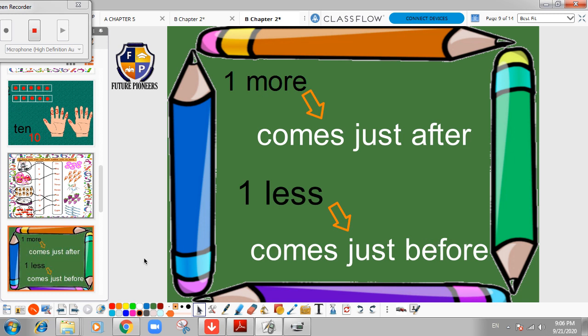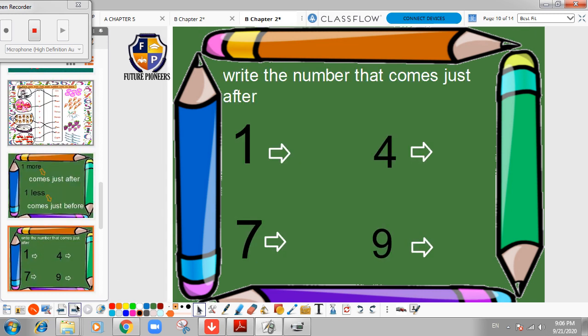To be more clear, let's see this example. Write the number that comes just after. Here I need one more, that comes just after. Number 1. What is the number that comes after number 1? Who can tell me? I said 1, 2, exactly. So number 2 is the number that comes after number 1.